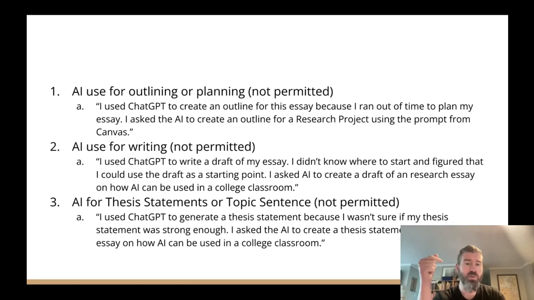Number 3, also not permitted. So AI for thesis statements or topic sentences.